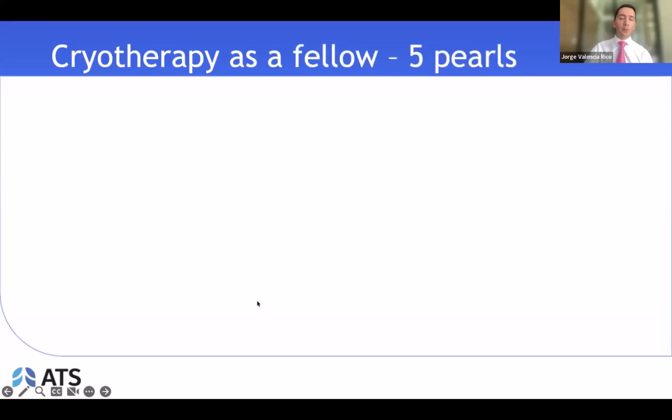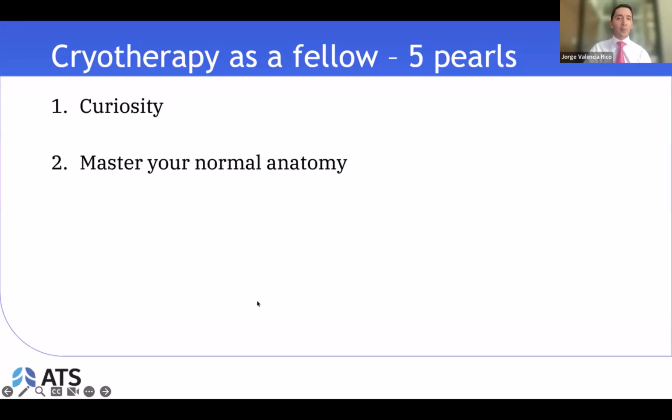The 5 pearls I want to give to everyone in the audience, especially as a fellow: the most important thing if you want to build expertise and training in cryotherapy is curiosity. Always ask, okay, what's in the package of the cryoprobe? What do I use this for? When do I use this? What channel do I need this for? What scenarios? Keep up with the literature. And then mastering your normal anatomy is fundamental, as well as looking out for courses or training conferences, ATS, AABIP, or depending on what part of the world you are.